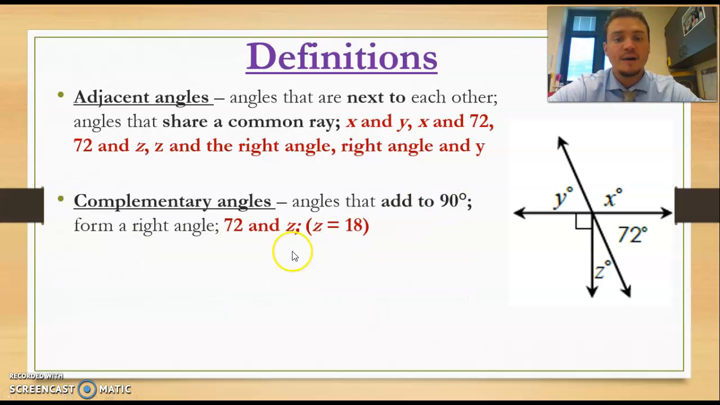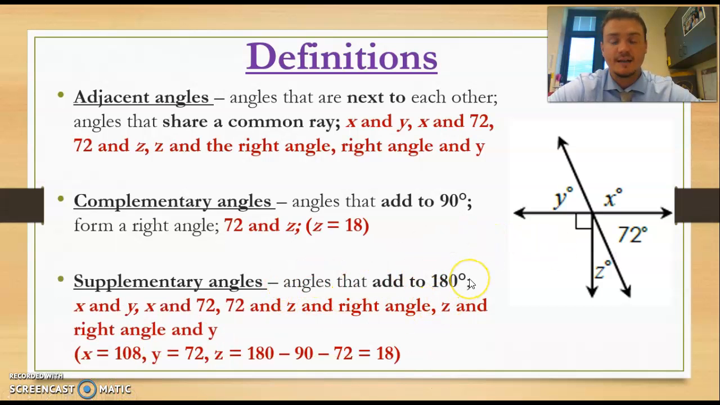Complementary. Complementary means that they add to 90 degrees. So angles that add to 90 degrees would be like angle Z and 72. So because this is a straight line, this line right through here, straight lines have an angle measure of 180 degrees. Because this angle right here is 90 degrees, we know that these two angles right here have to add to 90 because 90 plus 90 is 180. So because 72 and Z add to 90, that means that these are complementary angles because they add to 90.